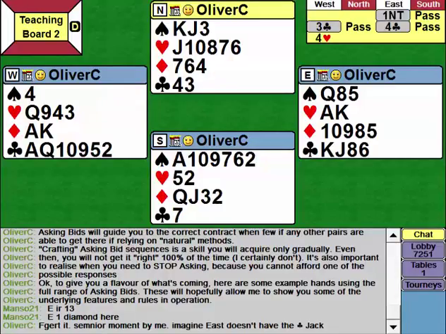So here we've no need for a beta ask. West is going to make an epsilon ask in hearts, asking what degree of control East has in hearts, because the possibility of two or even three heart losers is looming large. If they've got the ace, king of spades and three small hearts, we're struggling here. But they might have the right thing here.